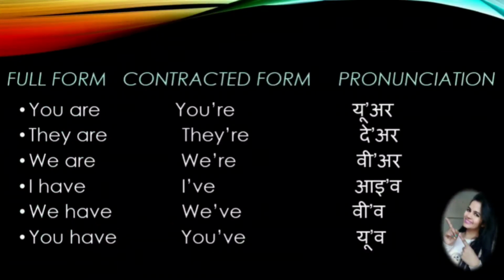You are becomes you're. They are becomes they're. We are becomes we're. I have becomes I've. We have becomes we've. You have becomes you've. Let's see these words in sentences.